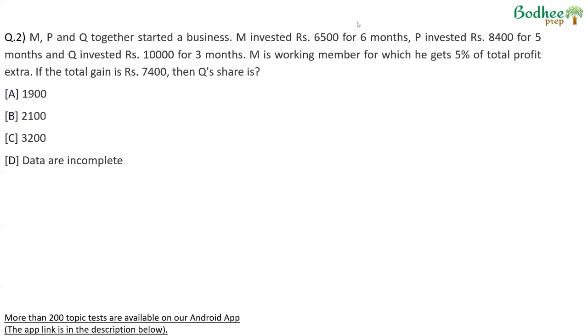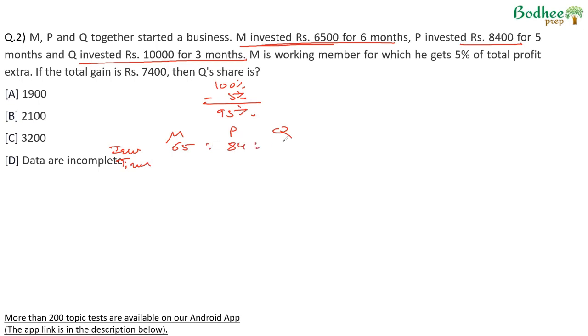M, P, and Q together started a business. M invested 6,500 for 6 months, P invested 8,400 for 5 months, and Q invested 10,000 for 3 months. M is the working member, for which he gets 5% of the total profit. Now, out of 100% profit, M will get 5% profit. So the remaining 95% will be distributed amongst M, P, and Q, and this distribution will happen in terms of the investment and time. Investment for M is 65, for P is 84, Q is 100. Basically, I'm taking the 2 zeros away because we're taking the ratio. Time is for M 6 months, for P 5 months, for Q 3 months, given in the question.